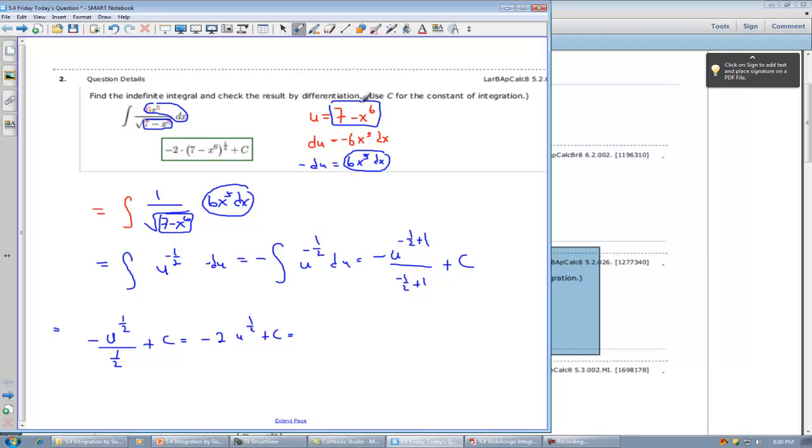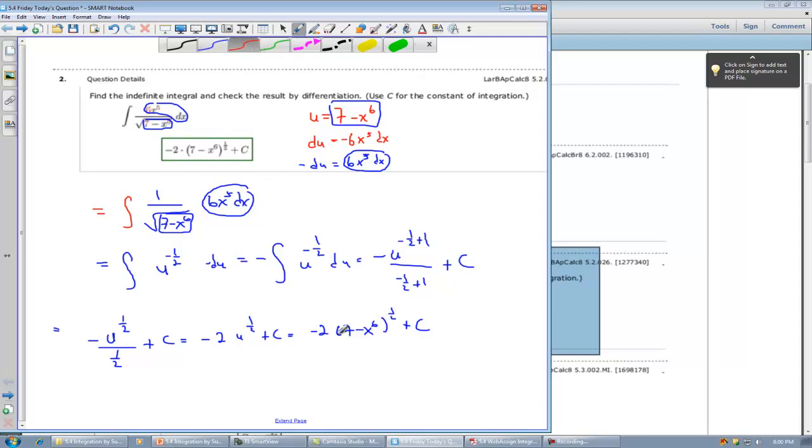Plug back in, so I made a substitution, so plug back in for it. So I get 7 minus x to the 6 here, so I have negative 2 times 7 minus x to the 6, to the positive 1/2, all plus c. Right, so now that's my answer, and obviously it corresponds to the answer they gave here, but we can check it. The way we can check this is we can take the derivative.